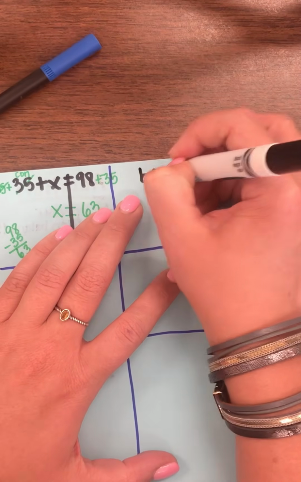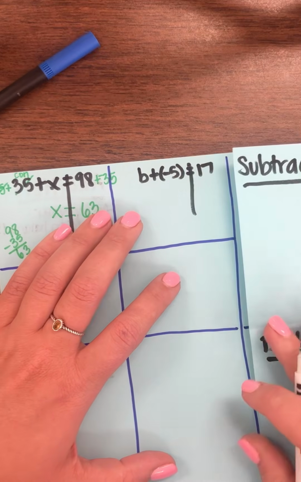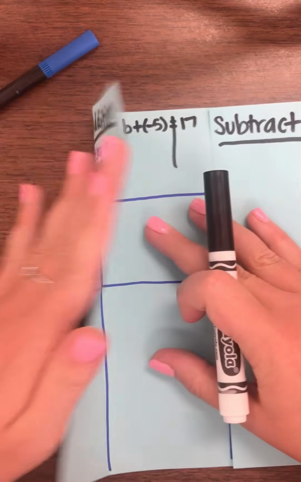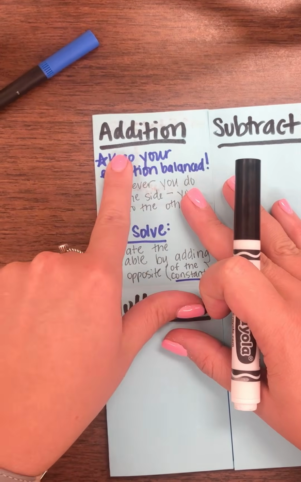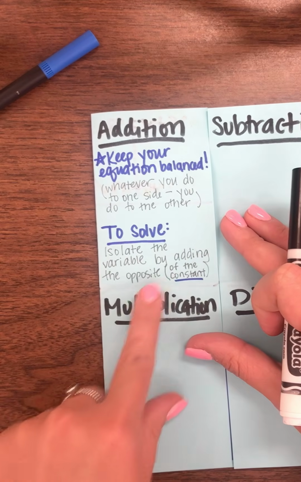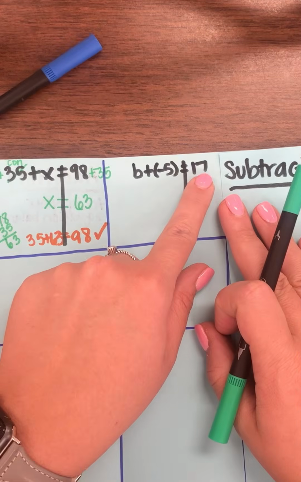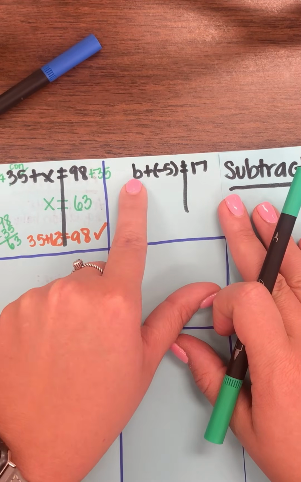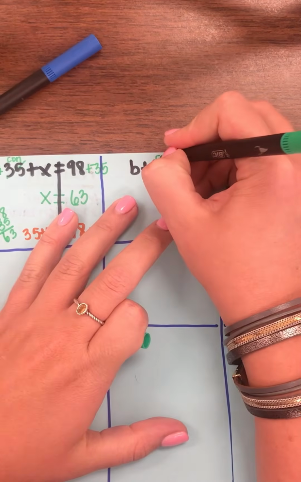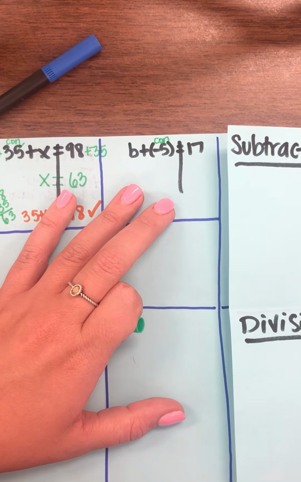b plus negative 5 equals 17. So let's go back to our steps. You're going to keep it balanced. You're going to isolate the variable by adding the opposite of the constant. Notice, this is your total. This is your variable. So this one is your constant. Remember, going back to that definition, a constant is a fixed value that does not appear with the variable.